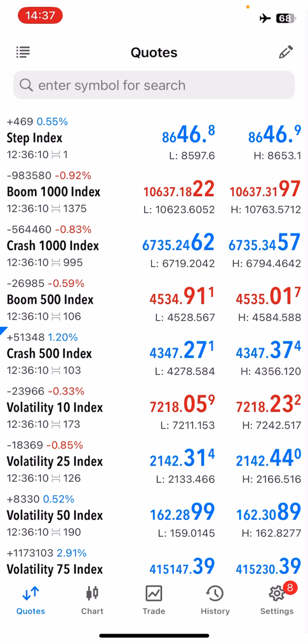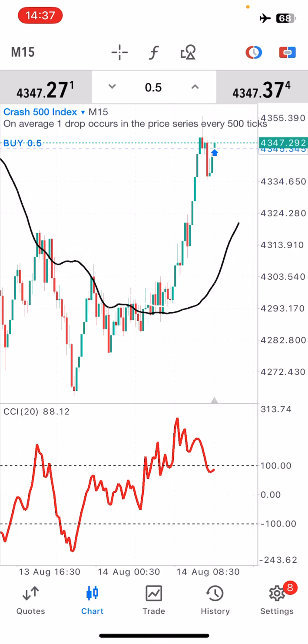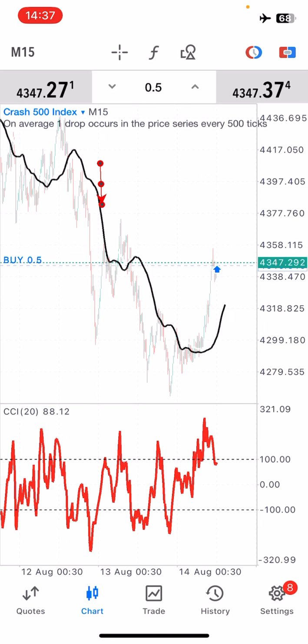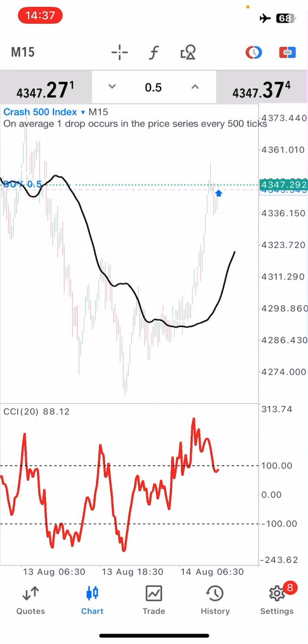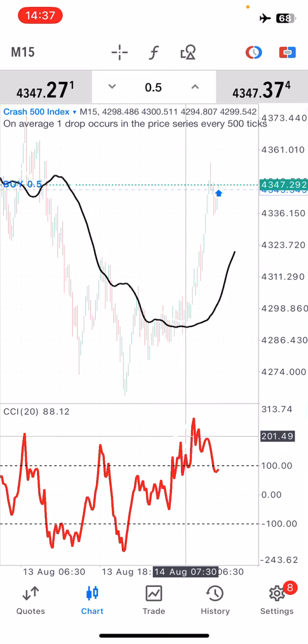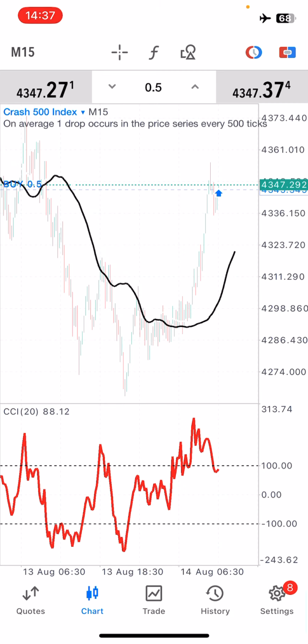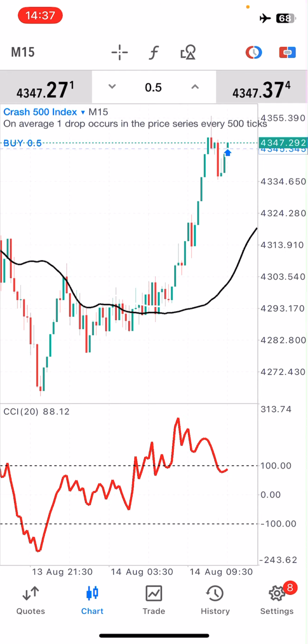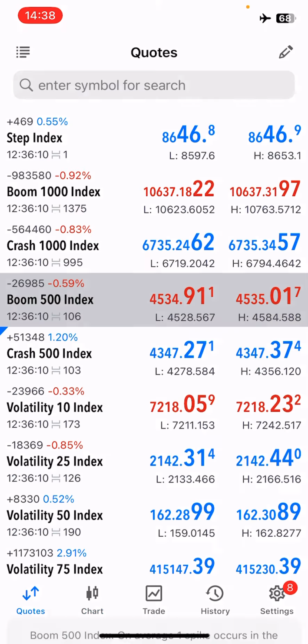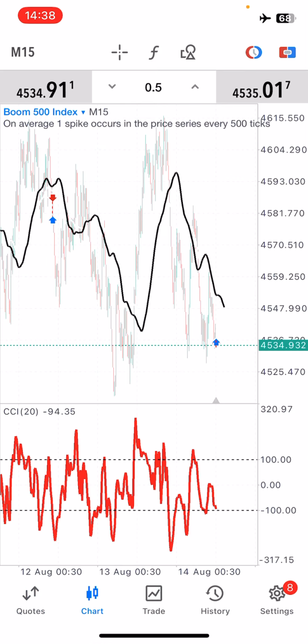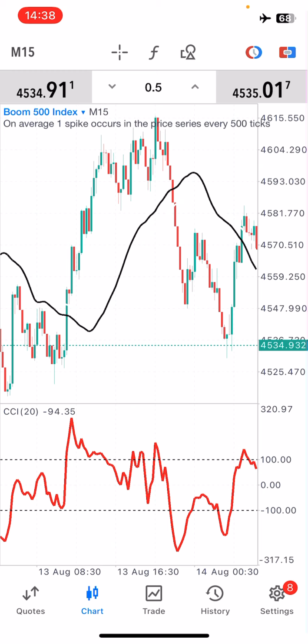I'm actually trading Crash 500 right now, and we are about to be in deep profits. These are re-entries. Actually, my entry was down here, but I still see the buy momentum, so I am still going to hold on to this trade for a while, although it's about to end. But let's start off with Boom 500.